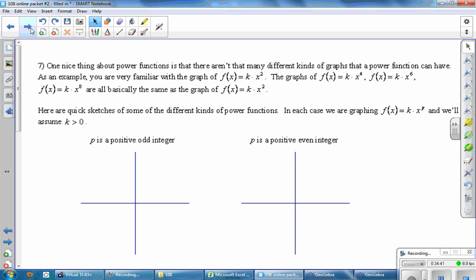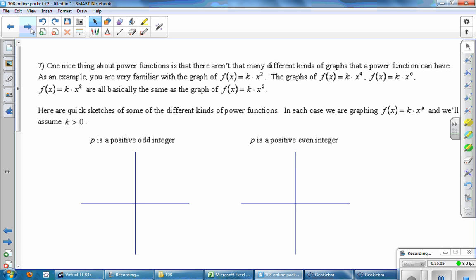Next page, number 7. One nice thing about power functions is that there aren't that many different kinds of graphs that a power function can have. As an example, you are very familiar with the graph of f of x equals k times x squared. The graphs of f of x equals k times x to the fourth, k times x to the sixth, and k times x to the eighth, notice they're all even positive numbers, are all basically the same as the graph of f of x equals k times x squared.